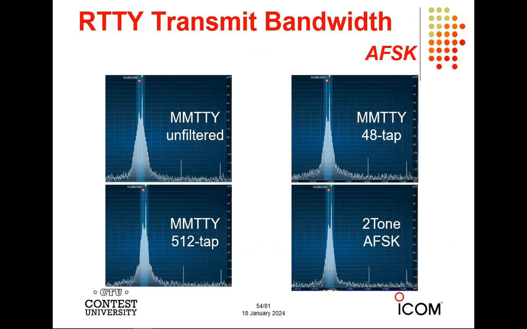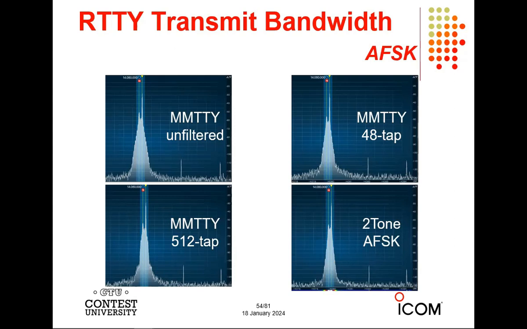Within MMTTY, you can actually set a filter to narrow your transmit signal. If you don't have that turned on, this is what the signal looks like. By default, if you just install MMTTY and don't change anything, it has a 48-tap filter, and this is what it looks like. You can see it's a little bit better than the unfiltered, but there's the option to increase the taps up to 512, and look how much narrower it makes the signal, and what the skirts look like down here.